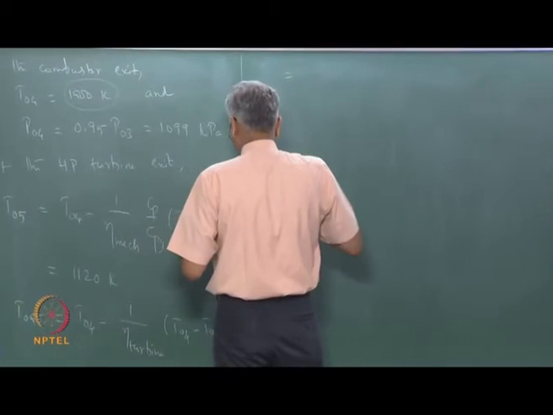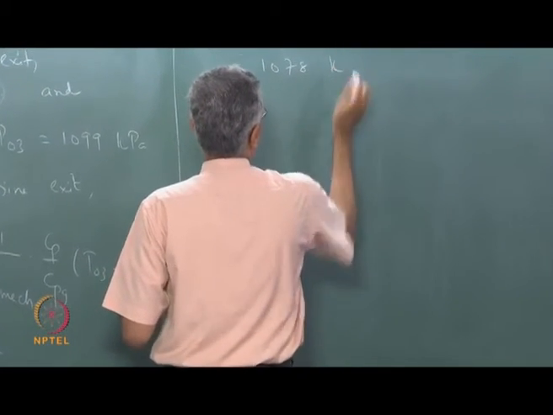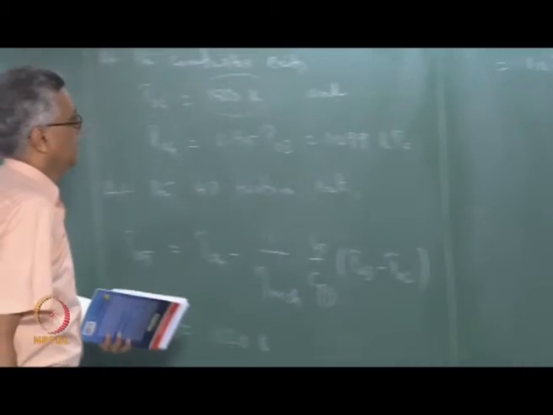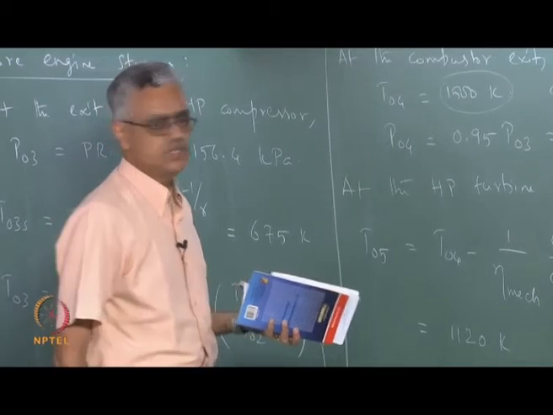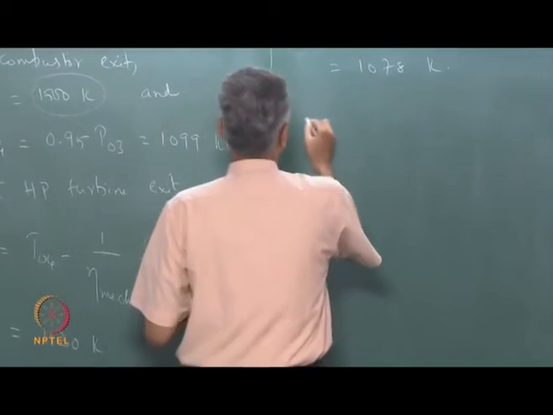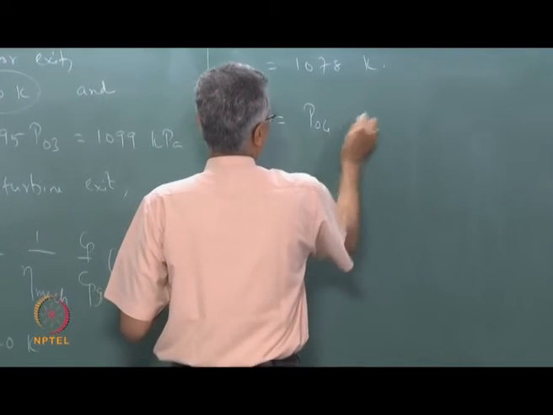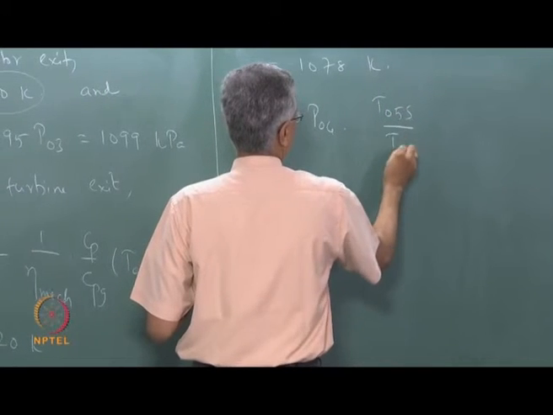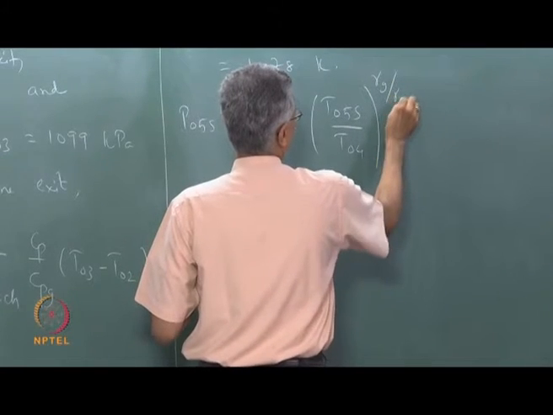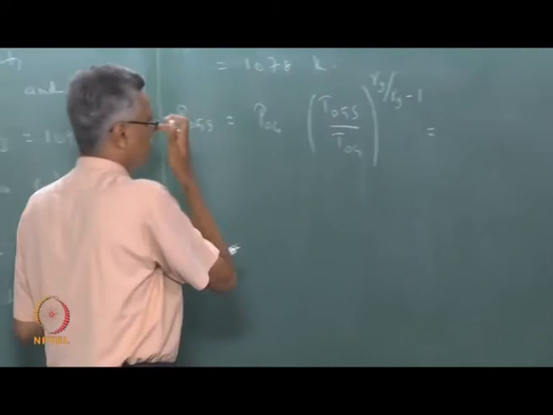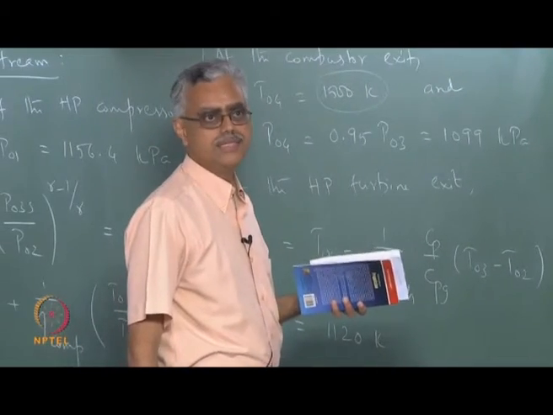So if you substitute the numbers, you get T05S to be 1078 Kelvin. And once I have T05S, I can actually calculate P05S using the isentropic relationship. So P05S is equal to P04 times T05S divided by T04 raised to the power, now we are using gamma G, please bear that in mind, these are combustion gases. So this is gamma G over gamma G minus 1, and gamma G itself was given to be 1.333.